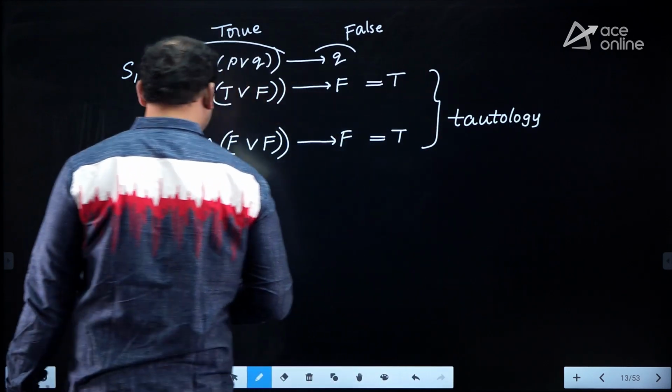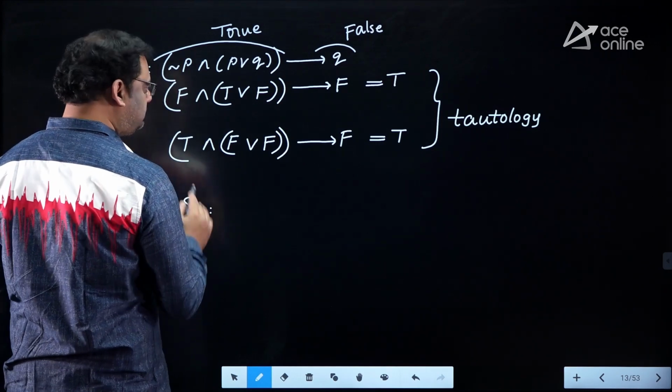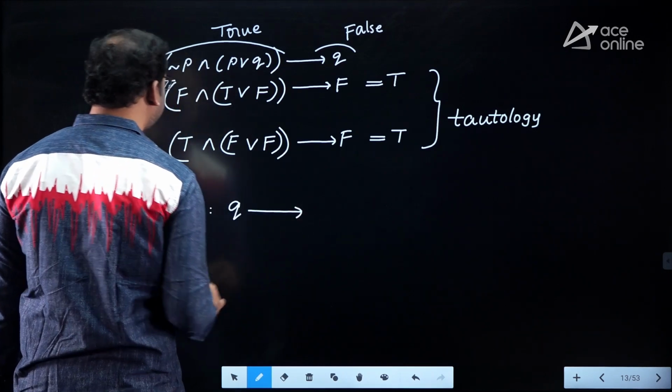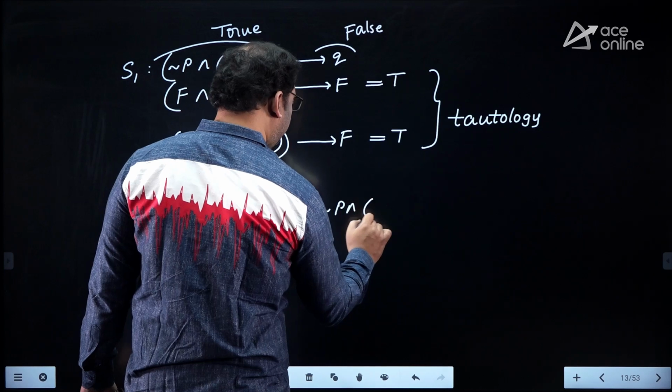So you can say S1 is a tautology. Whereas coming to S2, S2 just acts like the converse of this. Q implies not P and P or Q, like this.